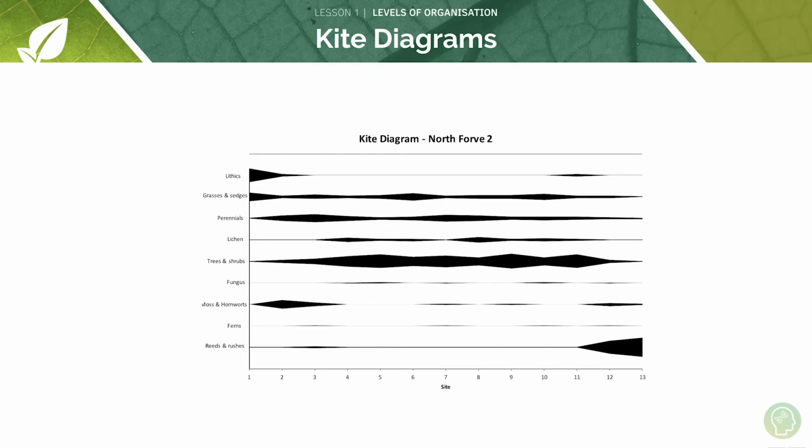So this is a kite diagram. Kite diagrams are used to measure the number or percentage of something against distance along a transect. So you can see here on the x-axis it's distance, and along the y-axis it's the type of organism that we're sampling. So all it's showing is the number or percentage of something against distance along a transect.